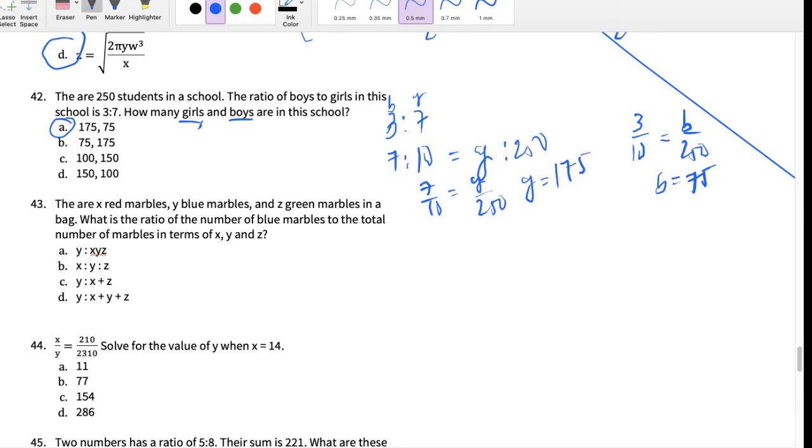There are X red marbles, Y blue marbles, and Z green marbles in a bag. So what is the ratio of the number of blue marbles to the total number of marbles? Okay, so blue marbles, that's Y, is to total, so let's add X plus Y plus Z. The answer here is letter D.